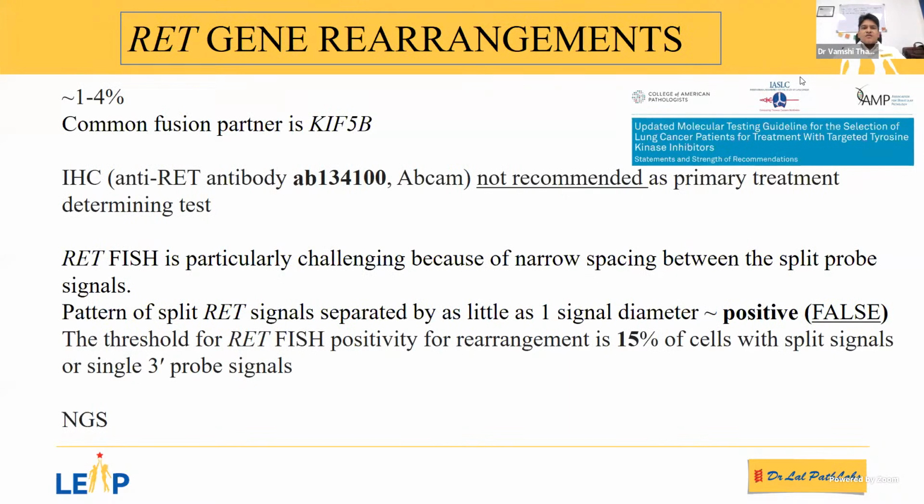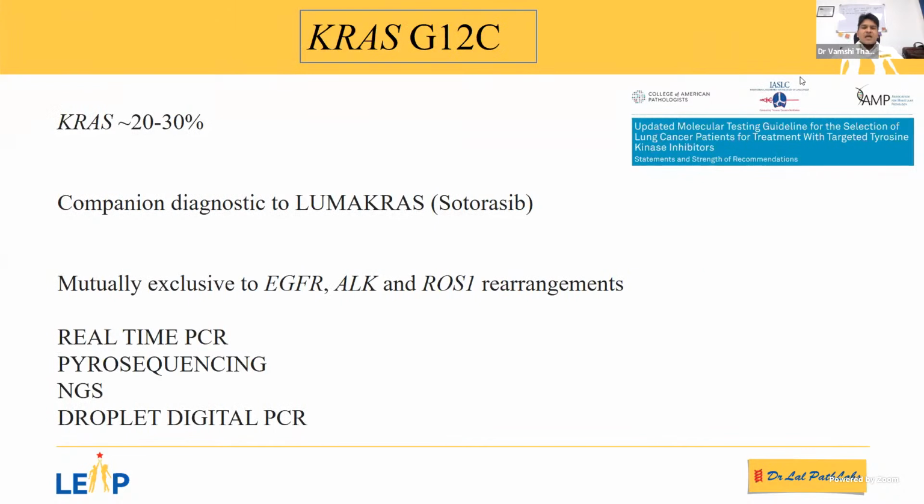1 to 4% of these non-small cell lung carcinomas also show RET gene rearrangement. The common fusion partner is KIF5B. The IHC antibody would be AB134100. And as usual, you have to look at the FISH RET rearrangements for therapy initiation. But FISH can be particularly challenging because there is a very narrow spacing between the two probes which have been designed, so we have to look at that carefully. It's the same 15% positivity that we look at for 50 cells.